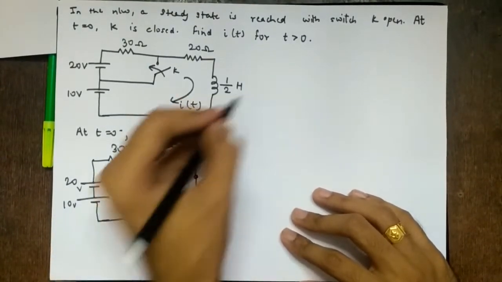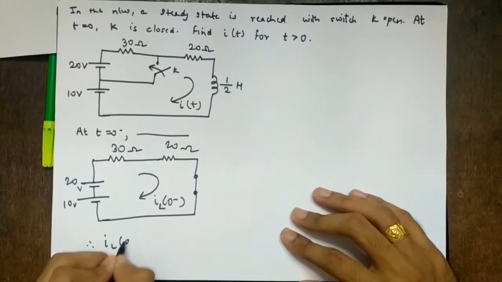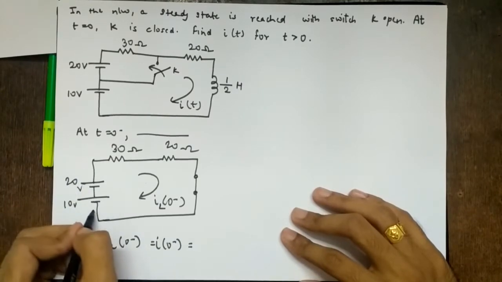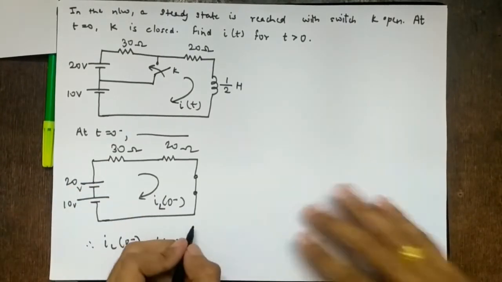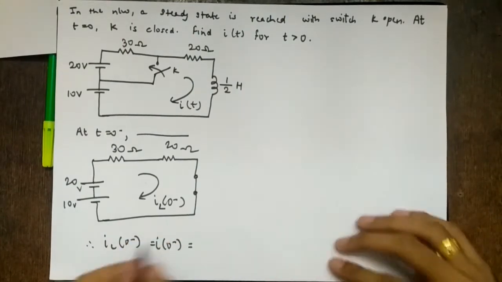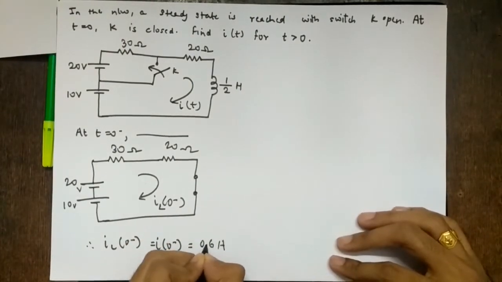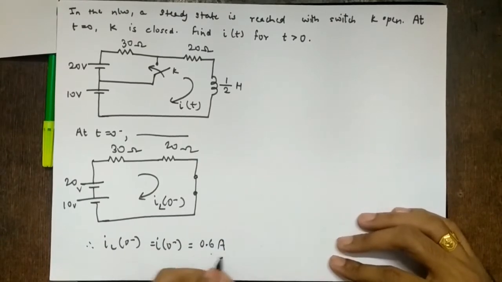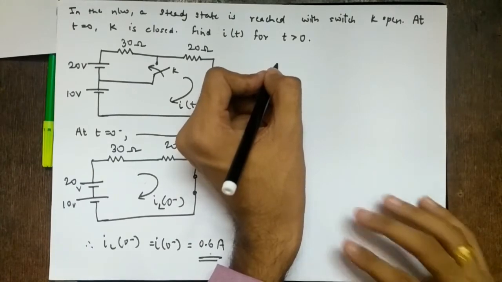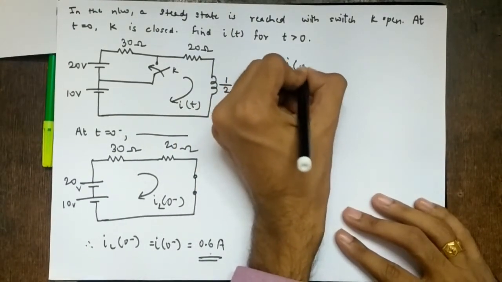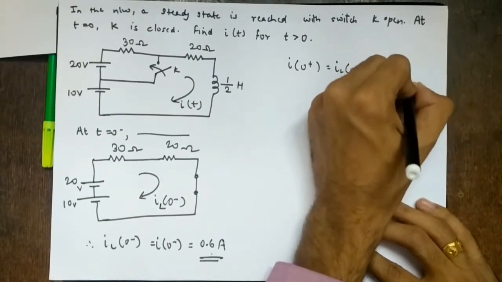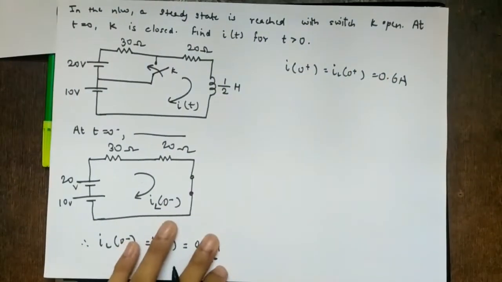I can say IL, because it is the current through the inductor. Therefore IL of 0 minus equals I of 0 minus equals V by R, same direction. So 30 by 50 is how much? 0.6 amperes, no need of a calculator. Since the current through the inductor cannot change instantaneously, I of 0 plus equals IL of 0 plus equals 0.6 ampere. So no need to draw the circuit again.